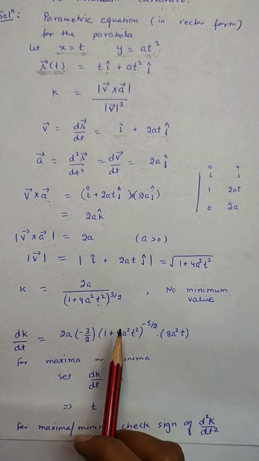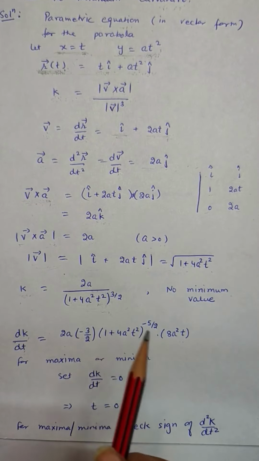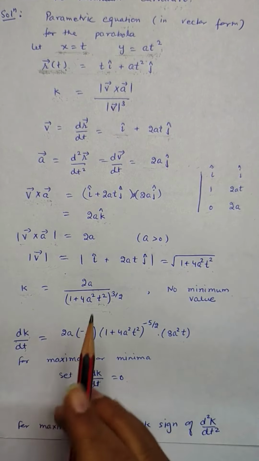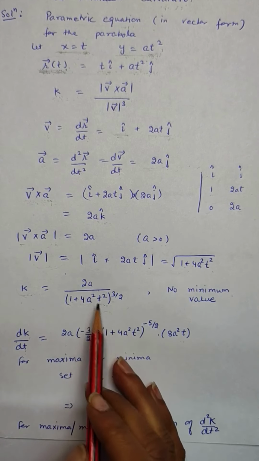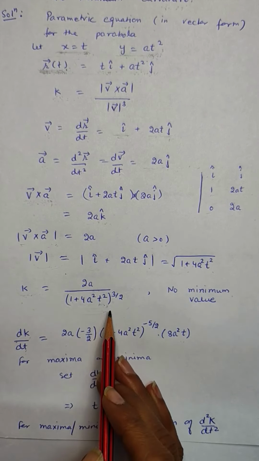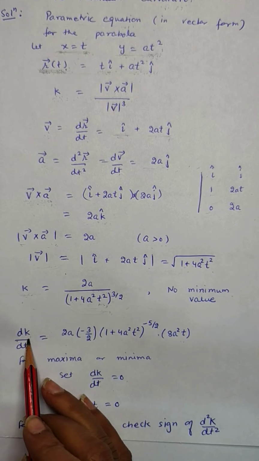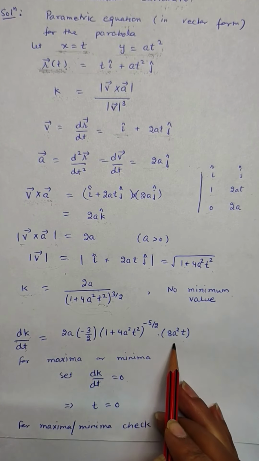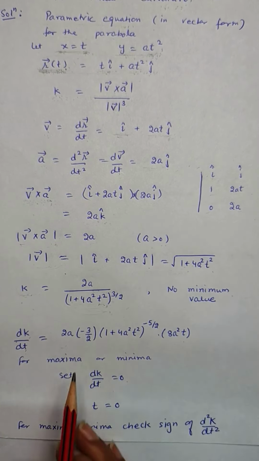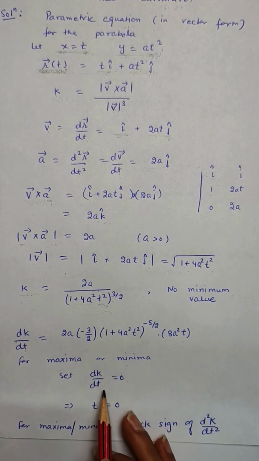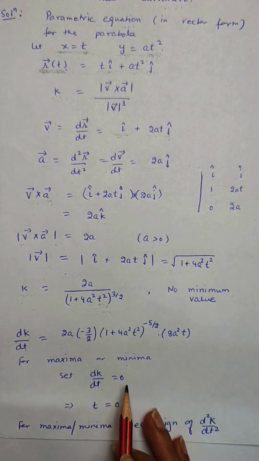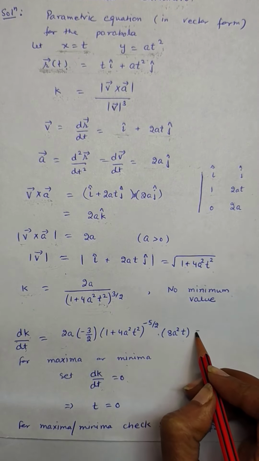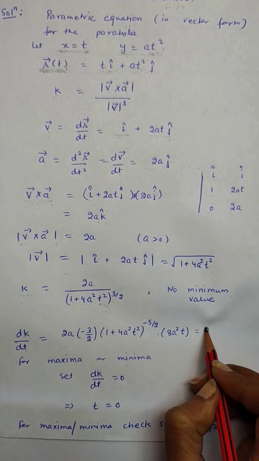Now we want to find the maximum curvature of this parabola. Curvature is a function of t. If you want to find the maximum value of something which is a function of a variable t, how do we do that? First we take the derivative of k with respect to t. So the derivative turns out to be equal to this number. Now for maxima or minima, we set this derivative with respect to t equal to 0 and solve for t.